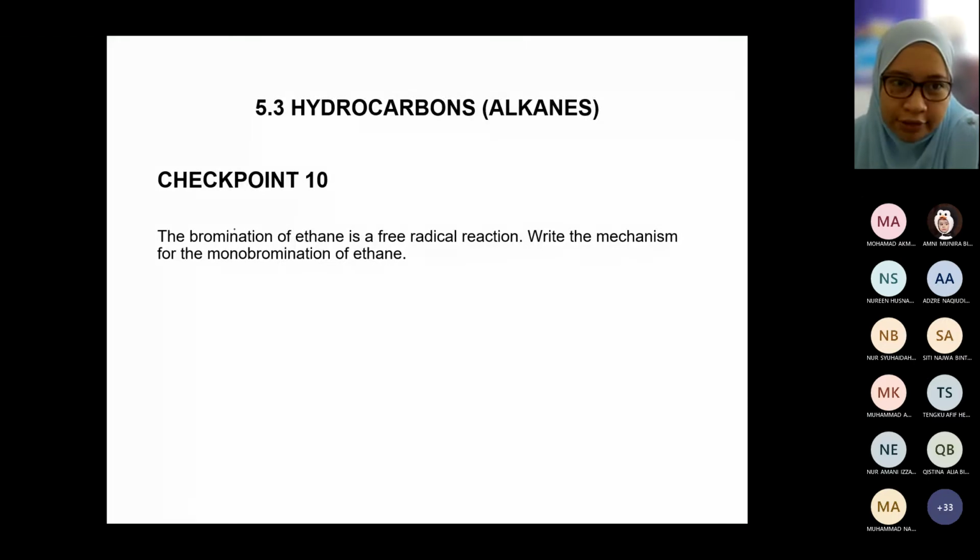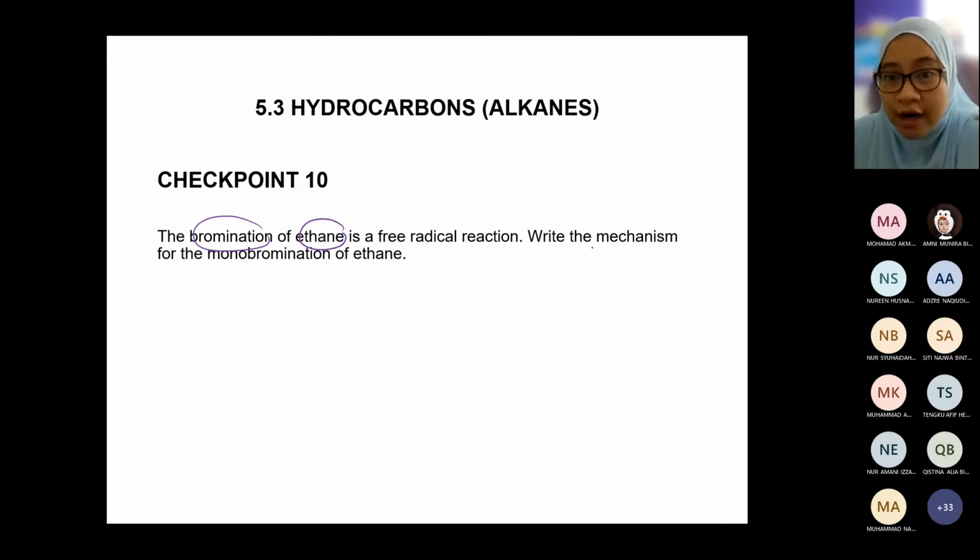Okay, let's try checkpoint 10. We have learned this already. Let's apply it. The bromination of ethane is a free radical reaction. We are talking about alkene, so obviously the only reaction for alkene is free radical substitution. Bromination is a process to replace the hydrogen with bromine. You can either replace one or you can replace all of the hydrogen with bromine.